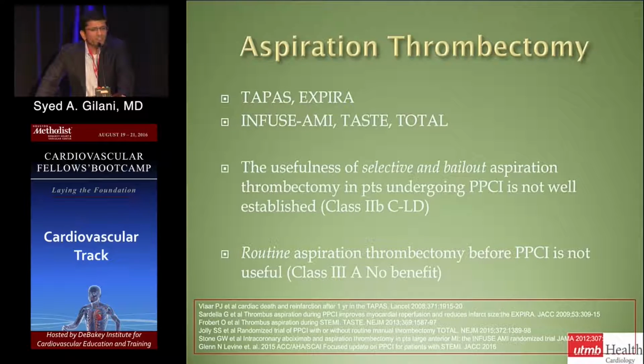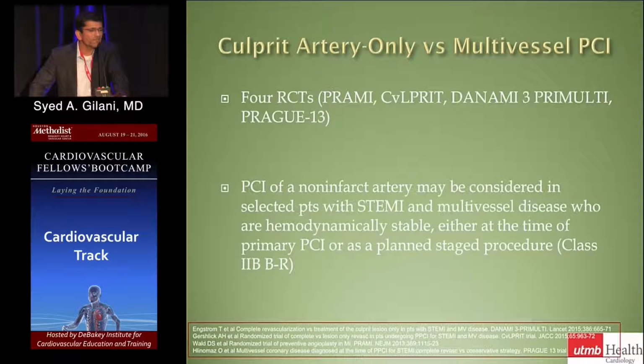Then aspiration thrombectomy: the most recent data shows that there is a class 3 indication for routine use, and a 2B indication for selective and bailout use. Culprit-only versus multi-vessel PCI: there's several studies recently that have shown that in the past it was a class 3 recommendation. Now it's a class 2B recommendation to use multi-vessel PCI at the time of the primary PCI, or during the same hospitalization, or as a staged procedure.